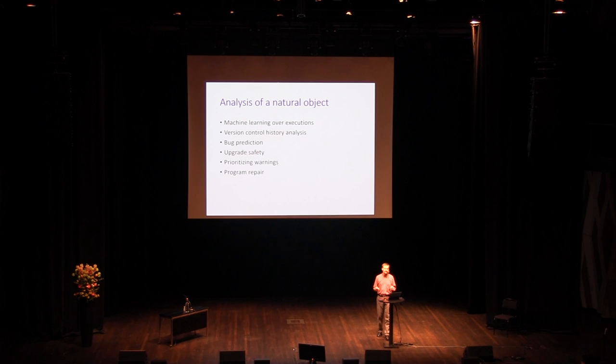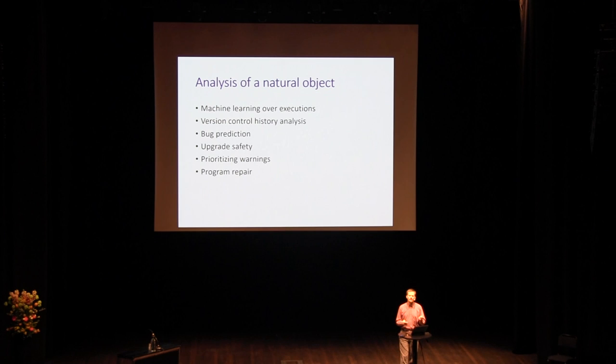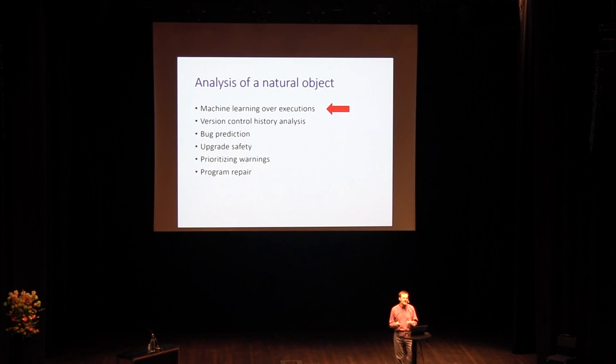Here's a list of just a few that I've done: machine learning over executions, analysis of version control histories, predicting bugs, determining whether upgrades are going to be safe, prioritizing warnings, program repair. Let me give you an example of just one of these, machine learning over executions.